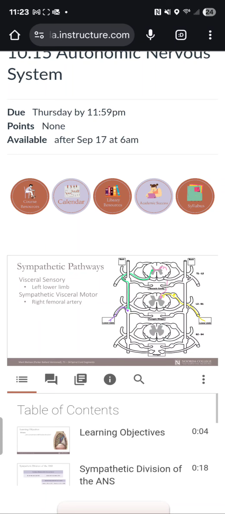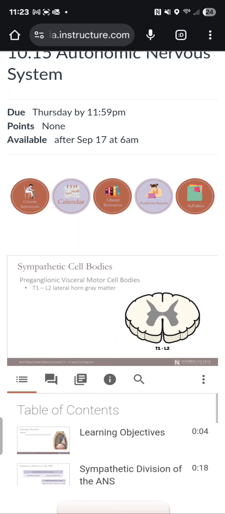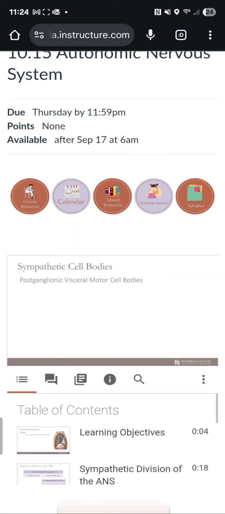So now let's take a closer look at where all the cell bodies ended up in those nerve traces. First of all, the visceral sensory cell bodies ended up in the dorsal root ganglion, and then the preganglionic visceral motor cell bodies ended up in the T1 to L2 lateral horn gray matter. Then the postganglionic visceral motor cell bodies had a couple options, and they ended up always taking the one that was closest to the target structure.